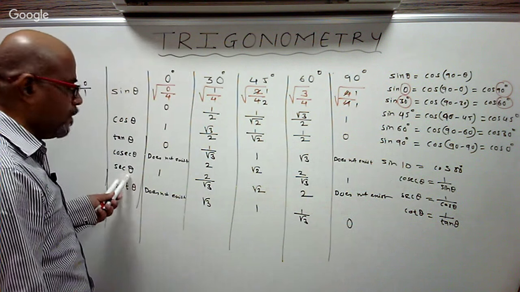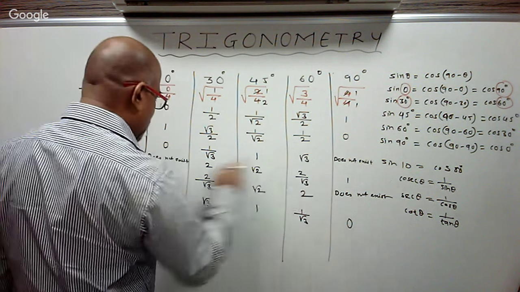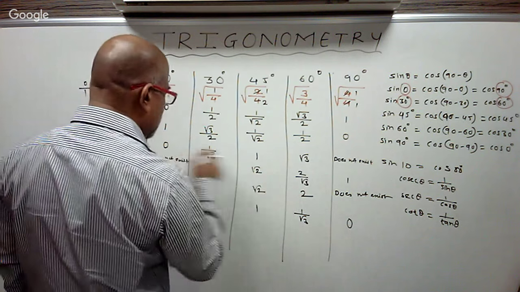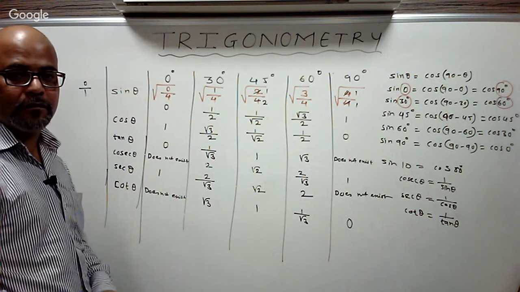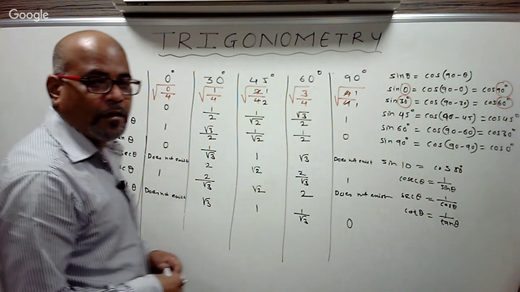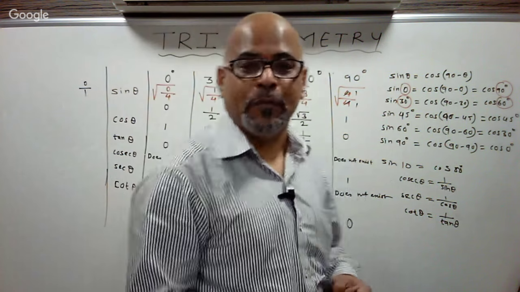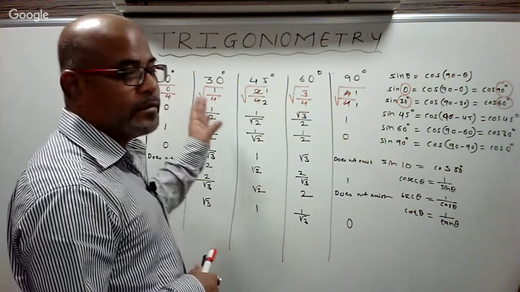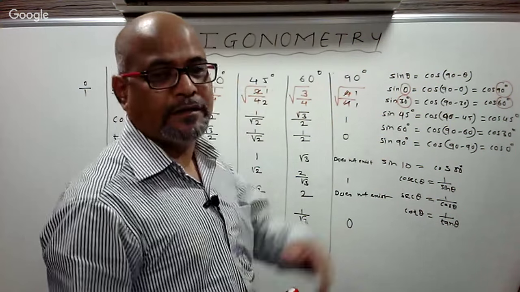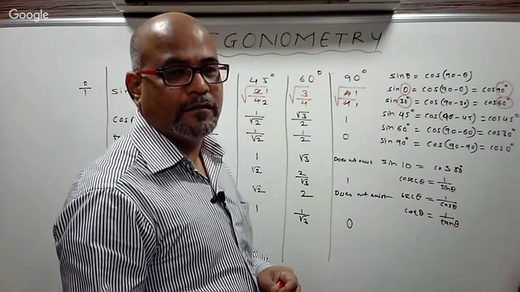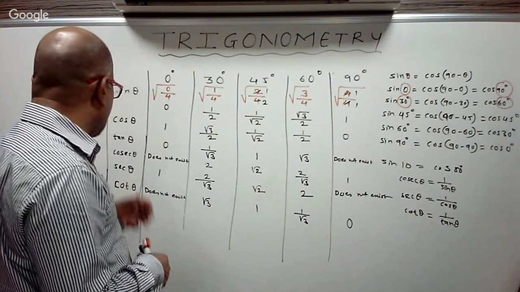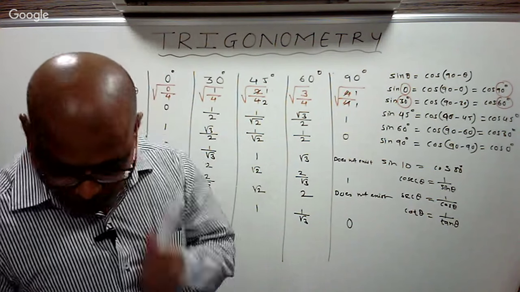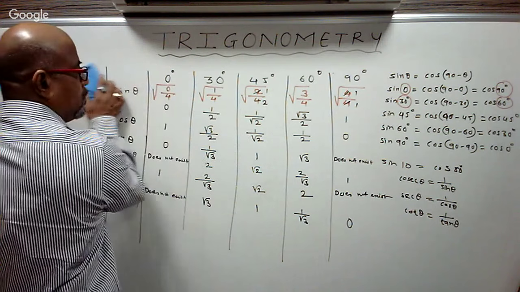Same thing for cosec and sec. Here 1 comes here, 2 by root 3 here, then root 2 as it is, then 2 and does not exist. Here I showed you how to remember all the trigonometric ratios for 0, 30, 45, 60 and 90 degrees. That is sin theta, cos theta, tan theta, cosec theta, sec theta and cot theta. Now we move further.